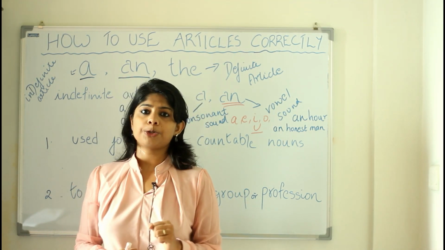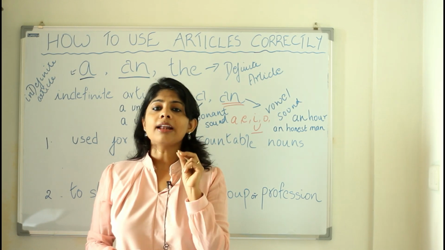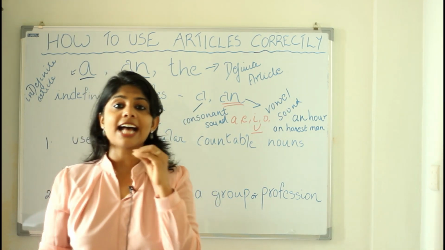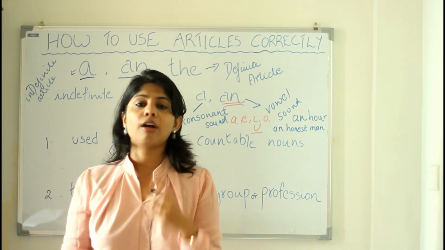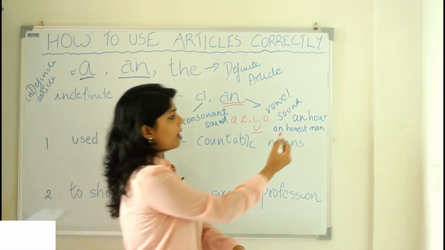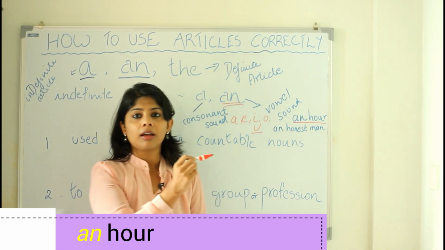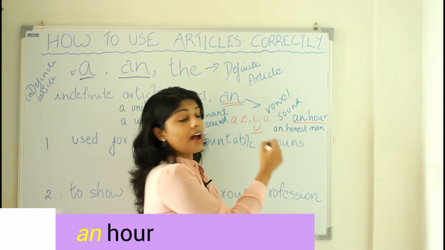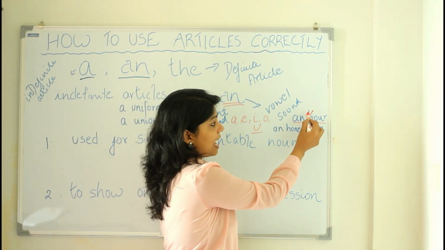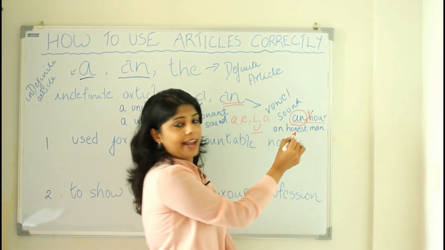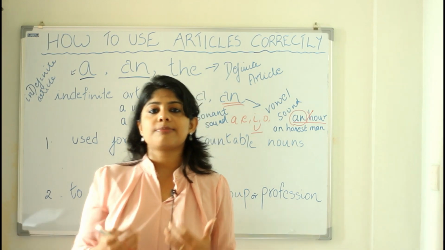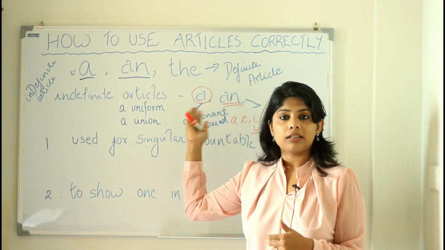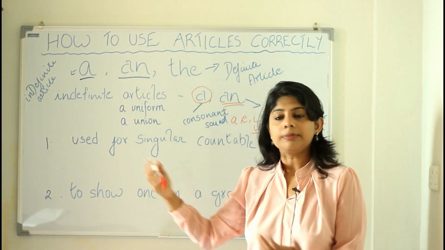When I say exceptions, I mean the word does not necessarily have to start with a vowel, but it has to sound like a vowel. For example, the word an hour. It is read as an hour and hence the H is silent and therefore we say an hour. Similarly, an honest man.